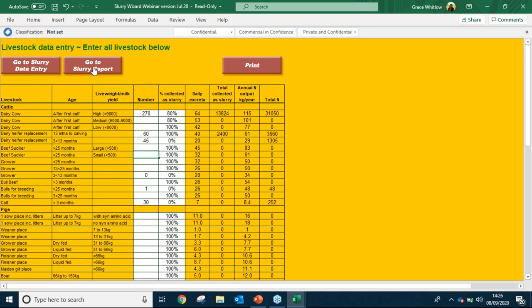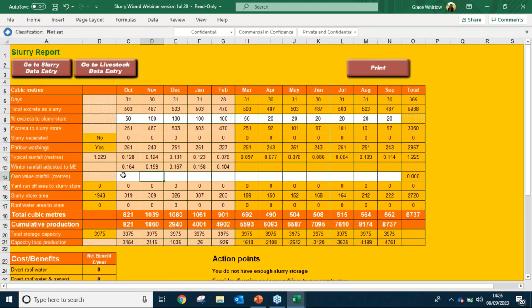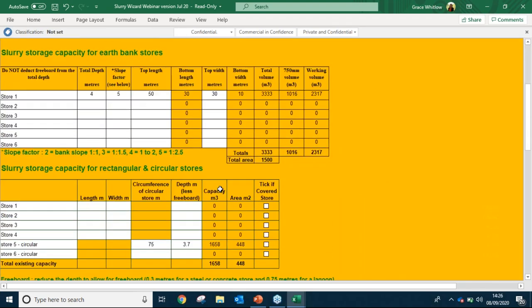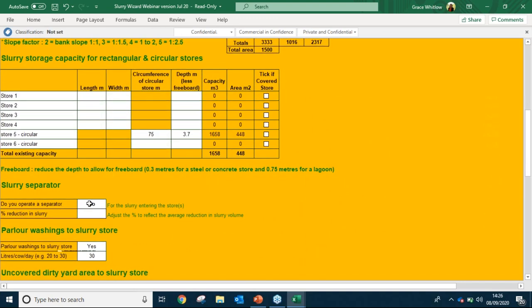Let's go and see what that's done to the slurry storage situation. And again, as you might imagine, increased numbers of animals, increased slurry. We're short on capacity again. The next thing we might do, we could explore a possibility of installing a slurry separator. So there's the option here to put one in, and so we'll say yes, slurry separator, with a 20% reduction in volume. It's a fairly typical machine that can reduce the volume by 20%.